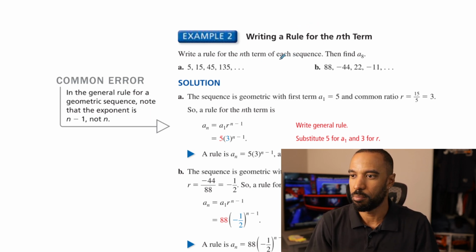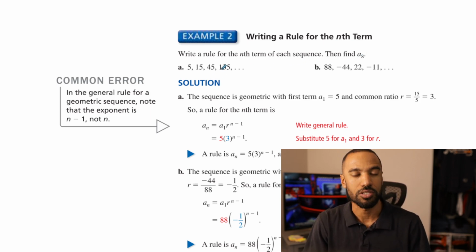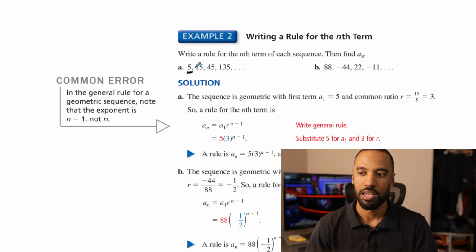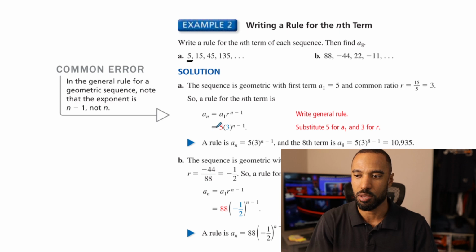Writing a rule for the nth term, write a rule, then find a sub 8. For the rule, you need two things. First term and common ratio. We have a first term here of 5. Common ratio, I'm not going to be cute about it, it's 3. You're multiplying by 3 each time. So with the first term of 5 and common ratio of 3, it would be a sub n equals 5 times 3 to the n minus 1 power.